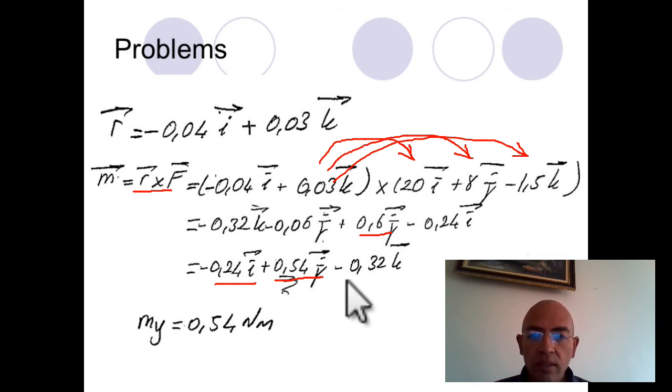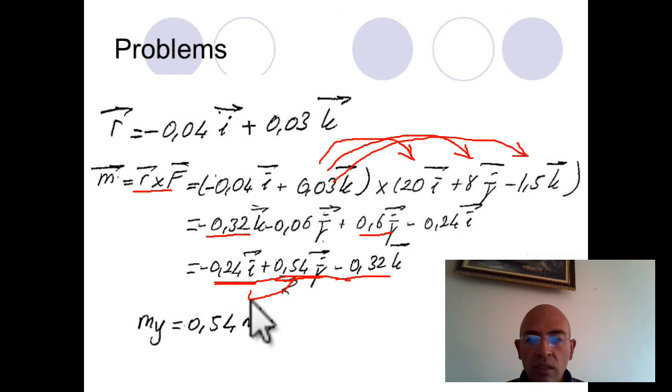And at the end we have the z component of the moment. We have just minus 0.32. As a result, we have minus 0.32 k vector, and therefore our moment vector is minus 0.24 i vector, 0.54 j vector, and minus 0.32 k vector. We are asked for the y component of the moment vector, and therefore our answer is 0.54 newton meters.